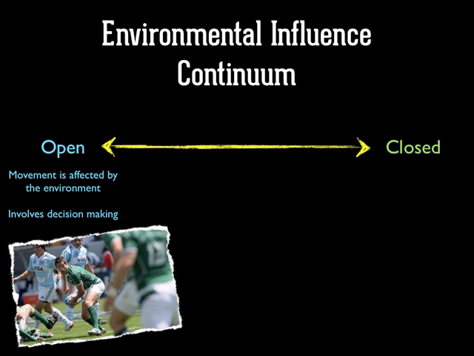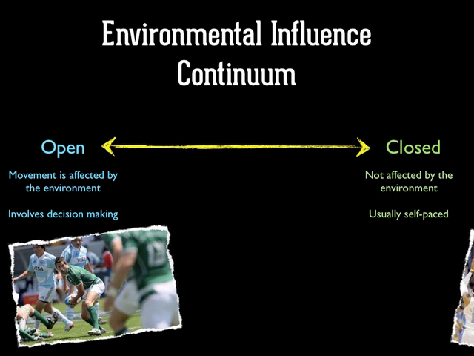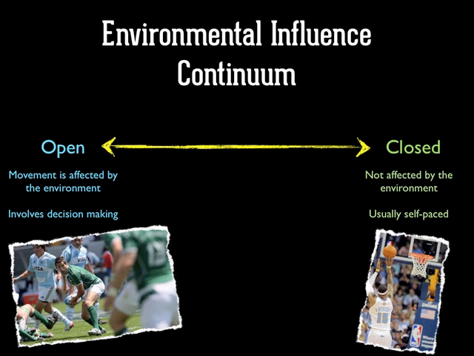On the opposite end of the spectrum you have a closed skill continuum. These things are not affected by the environment, so weather or opponents or anything else would not affect what you're doing as a skill. Usually it's self-paced, so you do it in your own time. A very good example of this is a free throw in basketball. You can start the free throw whenever you like. It's not affected by any other players. It's you, the ball and the net. They're all the same distance. They're always the same.